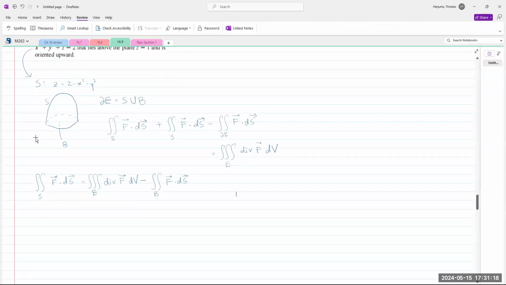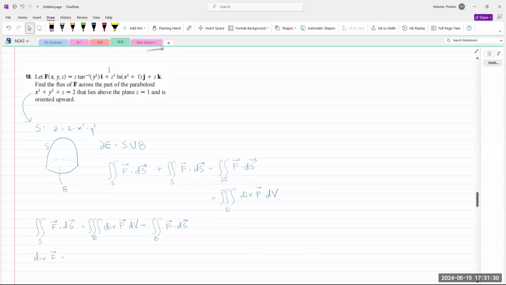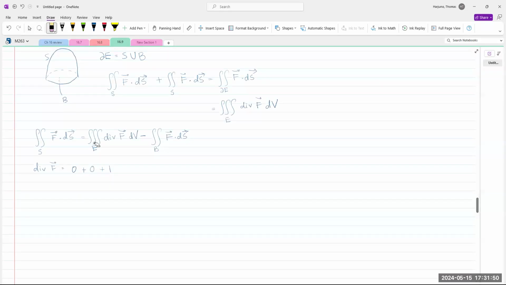Let's start with the first integral. The divergence of vector field f. The nice thing about divergence is you do the derivative. The derivative of the first component with respect to x is 0. The second component with respect to y is also 0. The third component with respect to z is 1. So the triple integral over solid E of 1 dV is basically the volume of solid E, is it right?